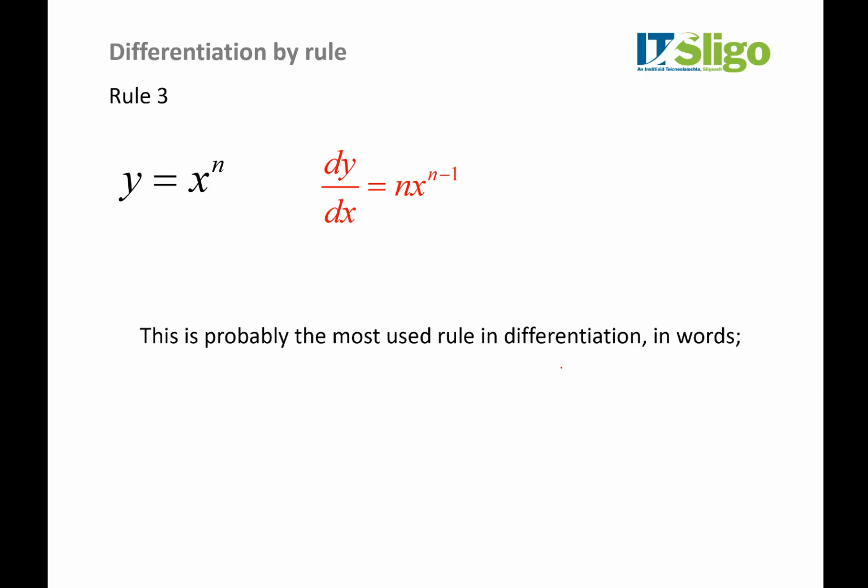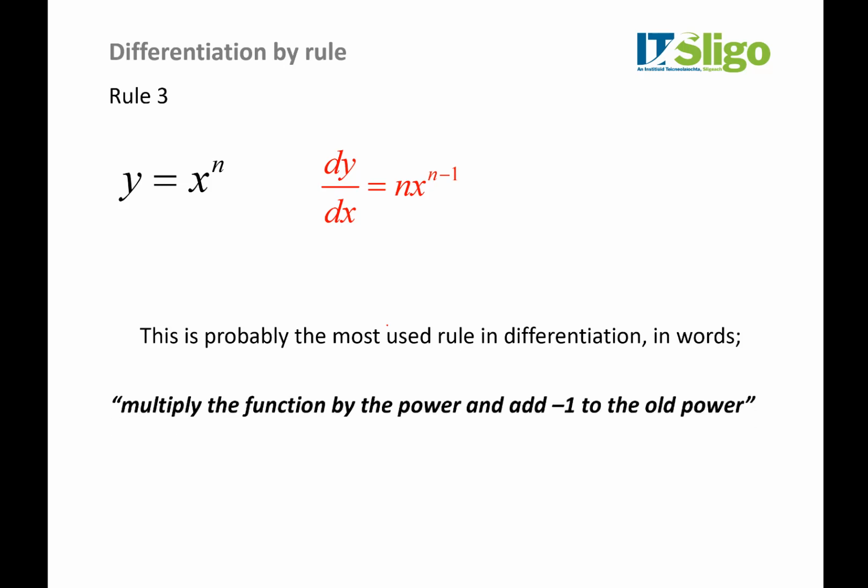So now, for scientists, sorry, I should be clear, this is probably the most used rule in differentiation for scientists and for engineers in general. Multiply the function by the power and add -1 to the old power. So we'll take a look at some examples of this one now.